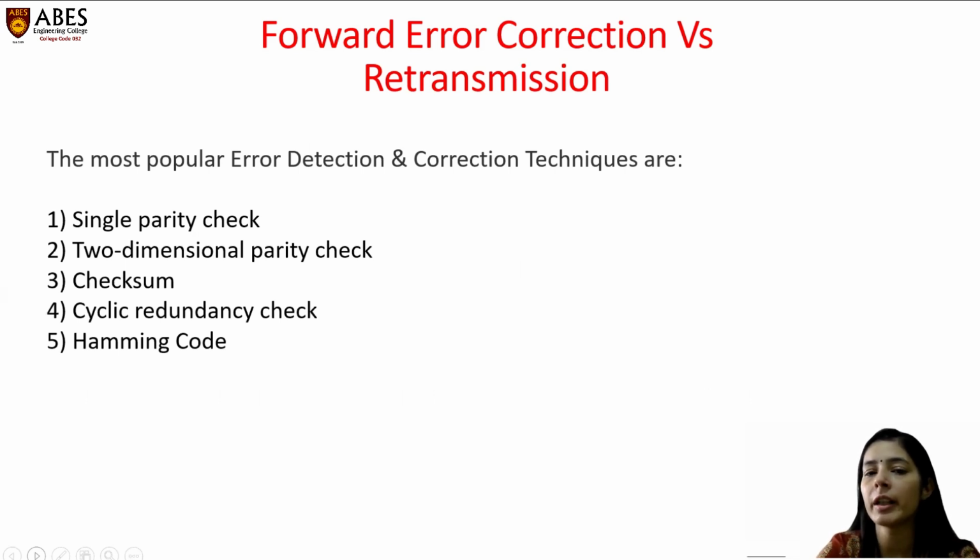Next we will discuss the various error detection and correction techniques. The first one is the single parity check. The next one is the two-dimensional parity check. Next we have checksum, then CRC, and then Hamming code. The first four are error detection techniques. These are the techniques via which we can detect the error, but we cannot correct it. But Hamming code is the technique via which we can correct single bit errors as well. In the next lectures, we will discuss these techniques of error detection and correction one by one. We will solve some numericals as well based on these topics.